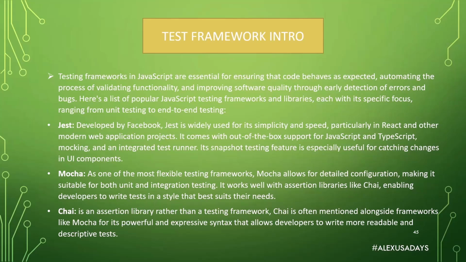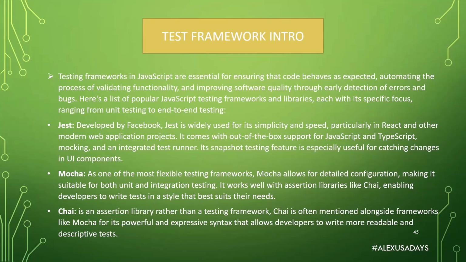Then there's Mocha. Mocha is one of the most flexible testing frameworks. Mocha allows for detailed configuration, making it suitable for both unit and integration testing. It works well with assertion libraries like Chai, enabling developers to write tests in a style that best suits their needs. So we will be using Mocha with Chai today. They come together. And actually, a lot of automation tools also use Mocha and Chai for the assertion library as part of their automation process.